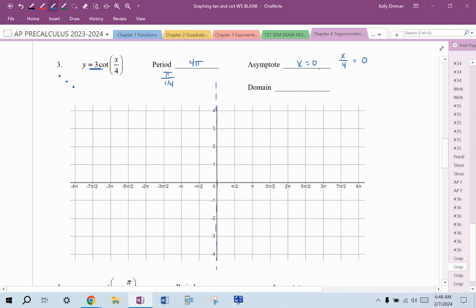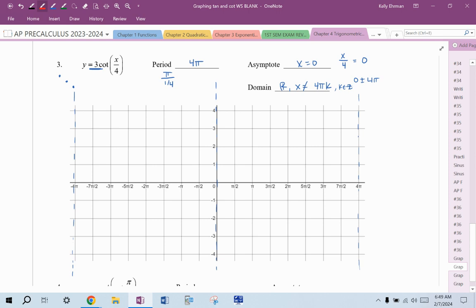And then the domain would be, the next one would be 0 plus or minus 4 pi. So the domain is just all real numbers. X is not equal to 4 pi k, just because I don't need to write the 0. And then k is an element of the integer number system. So the next asymptote should be all the way out at 4 pi. And then the one on the left should be all the way out at negative 4 pi.